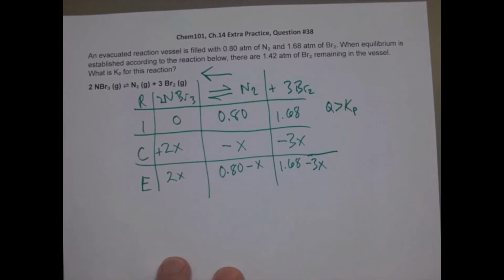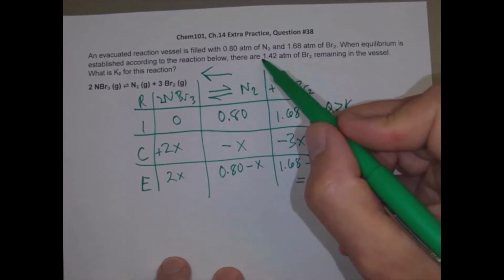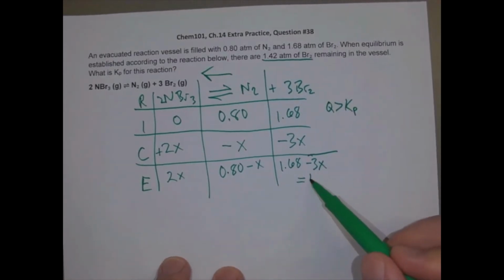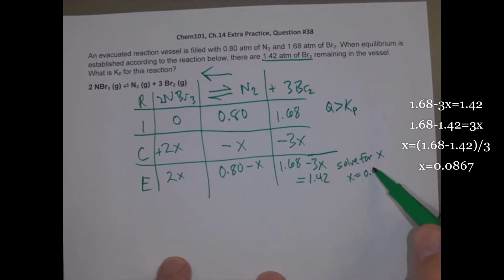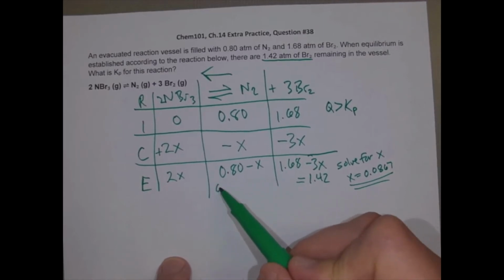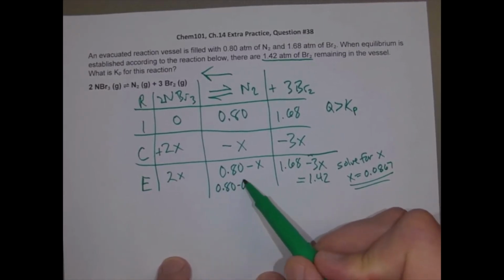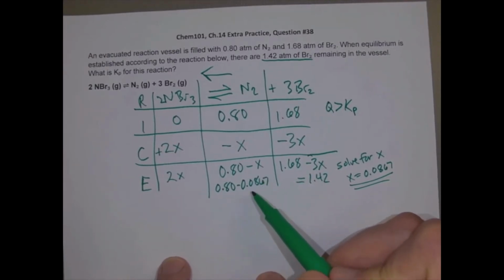Okay. Well, we're also told that after we have let it establish equilibrium, there's 1.42 atmospheres of the bromine remaining. And that's important because then we can figure out what X is. We're going to solve for X right there. And if you do that, I'll let you do the algebra, but you can figure out that X is equal to 0.0867. Okay? And so now, what that means is, I can just go ahead and plug that in. So 0.80 minus 0.0867 is going to be equal to 0.713.